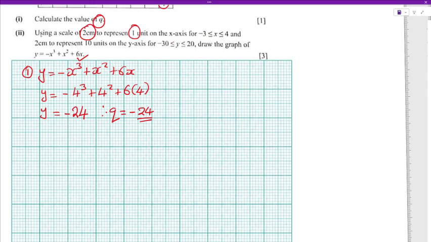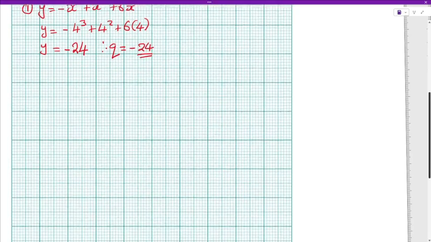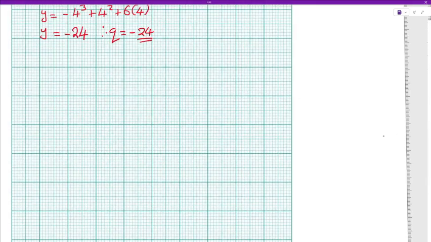And then we are told to say 2 centimeters to represent 10 units on the y-axis, meaning it's going to be 0, 10, 20, negative 10, negative 20, and so on and so forth. 2 centimeters to represent 10 units on the y-axis. The range is from negative 30 to positive 20. For this question, usually I like centering it.